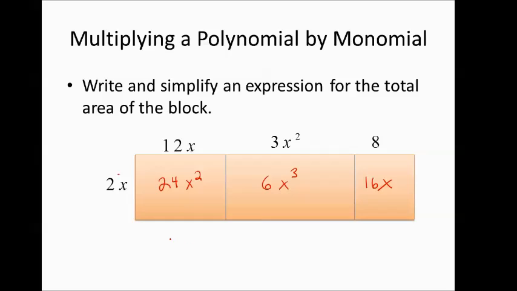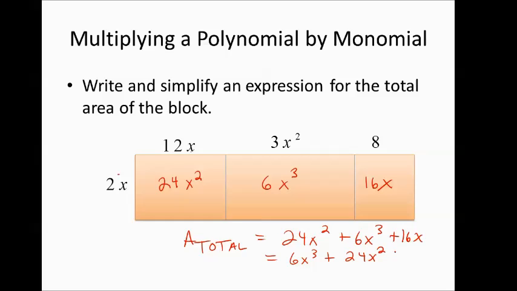If I add up all the pieces together, the total area, the area of all 3, is 24x squared plus 6x cubed plus 16x. And my final answer should be 6x cubed plus 24x squared plus 16x. If you ask why, it's because this is standard form. Remember that we have to put our final answer in standard form.